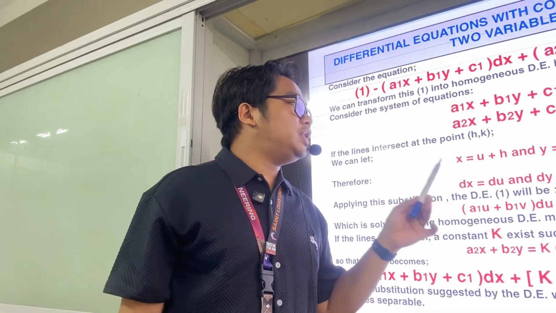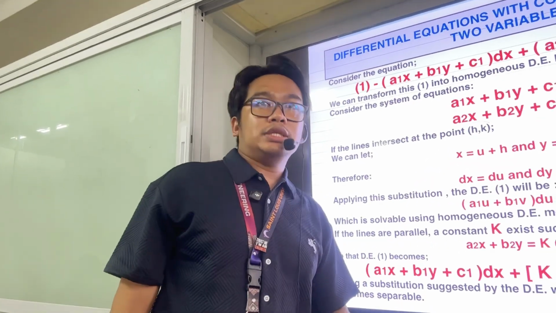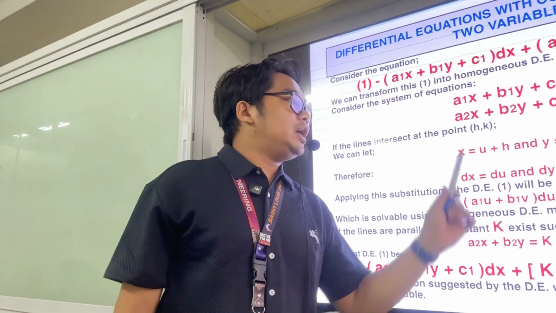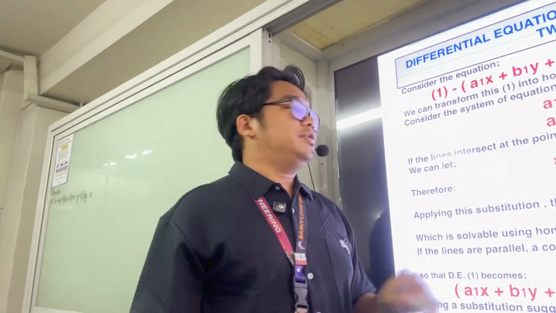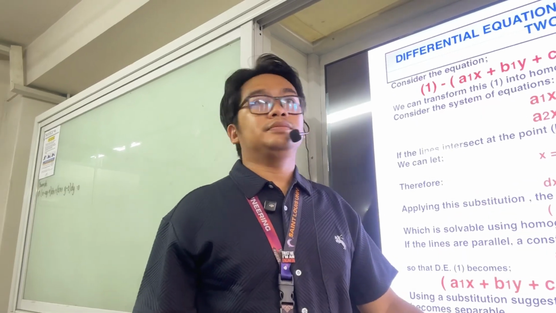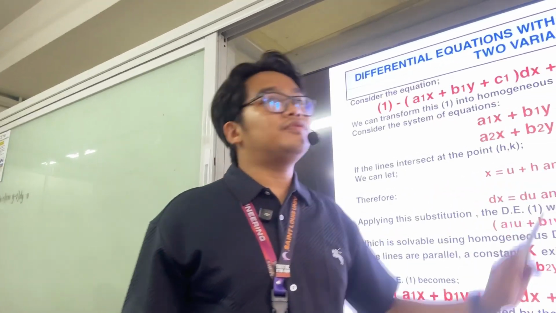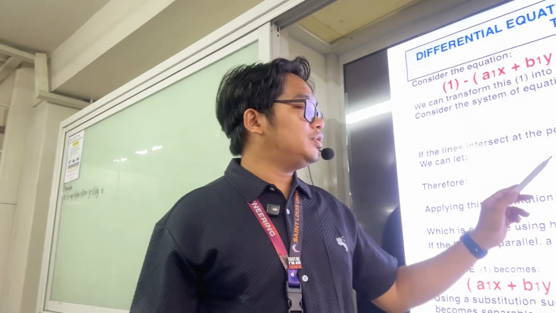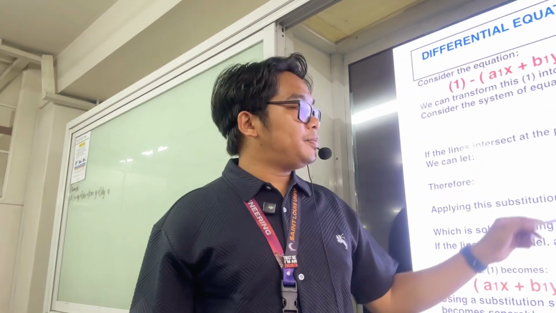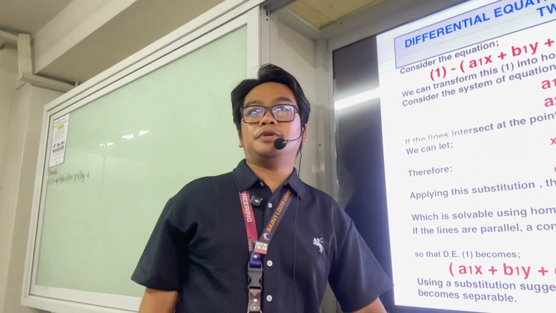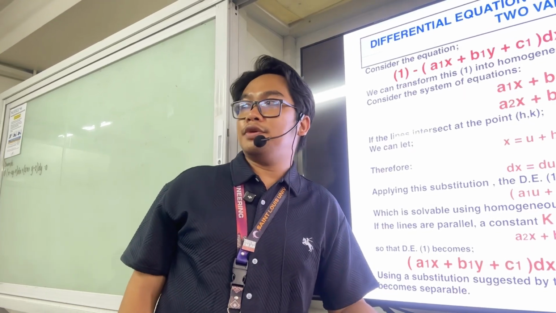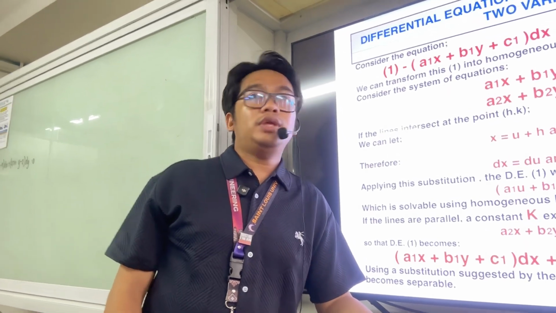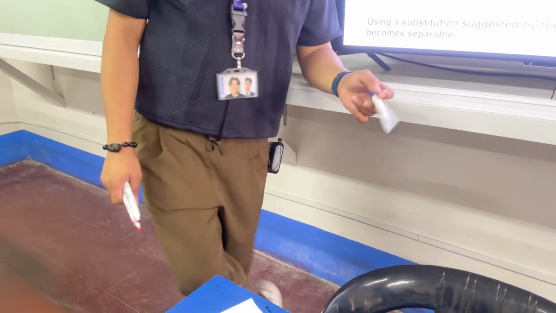The values of h and k are then substituted into this set of equations, where we let x equal u plus h, and we let y equal v plus k. With this, we differentiate to get dx equals du and dy equals dv, such that we can then substitute these two forms, the differentiated and the original, into the original DE. Upon substituting, you simplify expressions until that equation becomes a homogeneous differential equation. Once you have transformed the original DE into a homogeneous DE, we then proceed to solving it as a homogeneous equation.